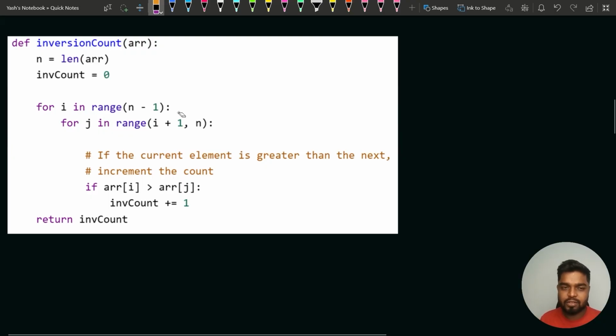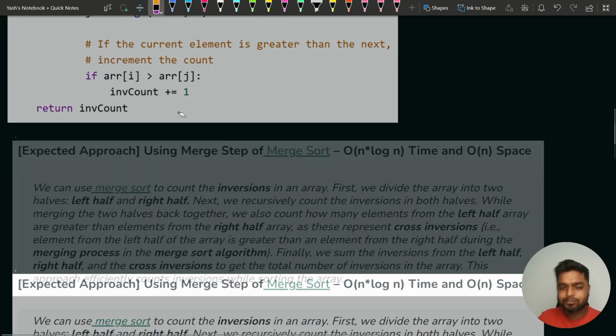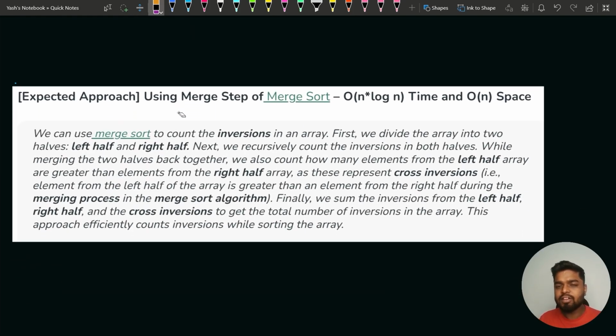Now how can we improve this? In order to improve this, we can use the merge sort concept here. The idea will be that for a particular array, we choose a midpoint and divide the array into two halves. The left half will get sorted, the right half will also get sorted, and then we will merge both the sorted arrays. But here, apart from applying merge sort, we will also count the number of inversions using basic intuition. I'll try to explain that using the dry run.